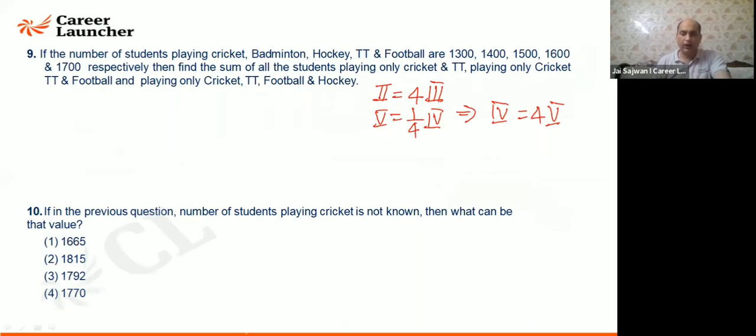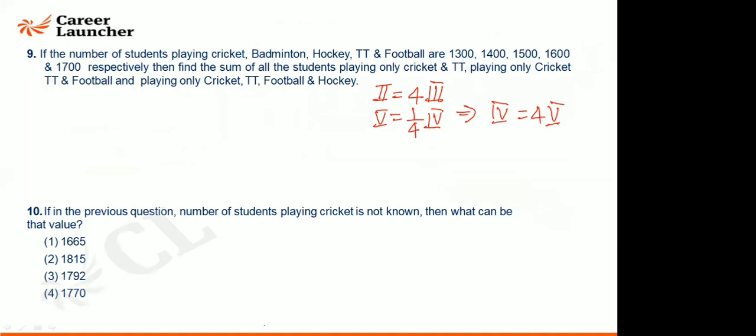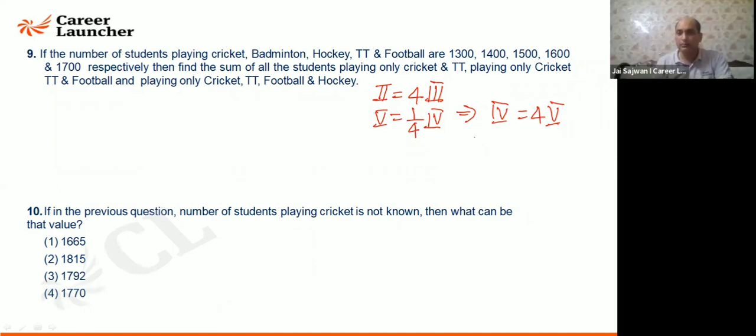Question number 9. It says that people who are playing 4 sports is 4 times of 5 sports. People who are playing 2 sports is 4 times of people who play 3 sports. The total number of people comes out to be 2000. So people who play 2 games or 3 games or 4 games or 5 games is equal to 2000.